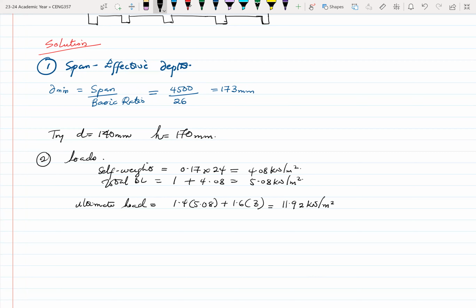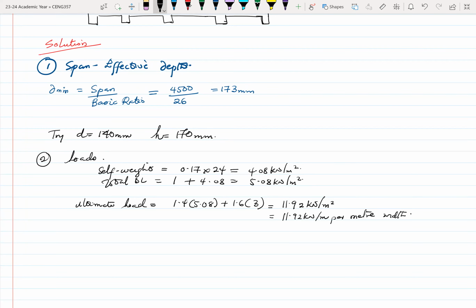All right. So this still, per meter squared, or in actual fact, this is supposed to be 11.92 kilonewtons per meter width. Yeah, I know it's crazy, but because we are looking at 1 meter width of the slab.